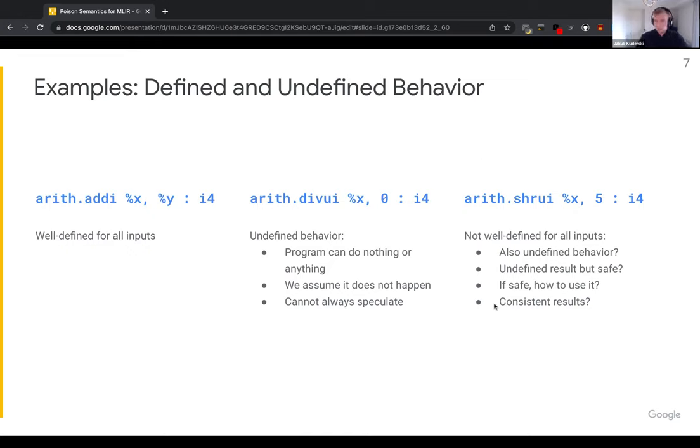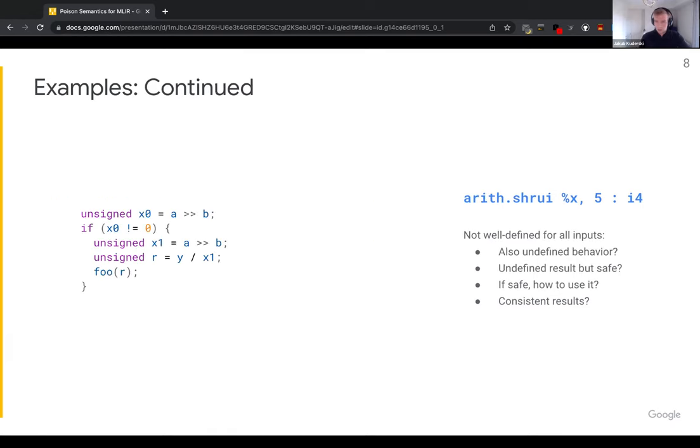And then we have this third category, which is a sort of gray area. For example, shifts with a shift-by value that is greater or equal than the bit width. We don't expect them to trap, but at the same time, we don't expect them to have any kind of meaningful results. And the question is, is it still usable? Should we define it? Should we leave it undefined? If we leave it undefined, what are the properties? How can we use it?